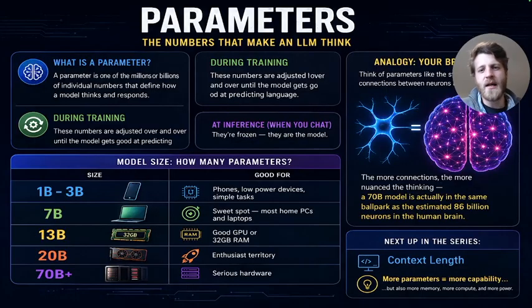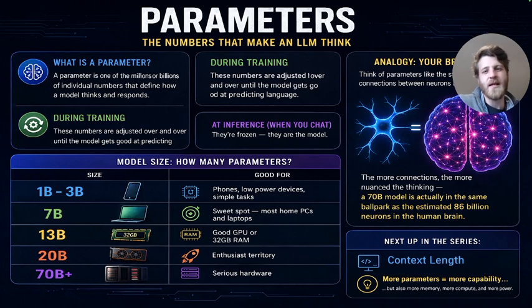Let's take a little look at what we mean by parameters. We touched upon this in a previous episode. The parameters are the numbers that make up the model. They're actually what consist inside the GGUF file, just lots of numerical parameters, and essentially it's individual numbers that define how a model thinks and responds.